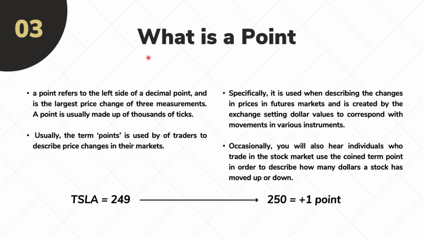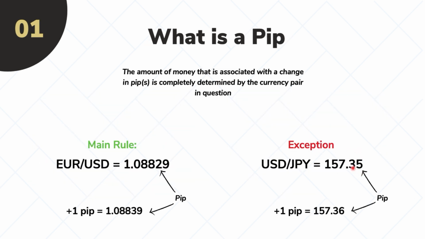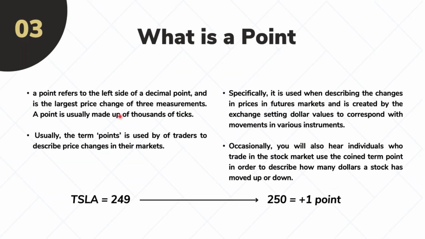Now we're going to talk about what a point is. And a point is used in multiple ways. First of all, it refers to the left side of a decimal point and is the largest price change of the 3 measurements. So when we talked with ticks and pips about the right side, with points you talk about the left side. A point is usually made out of 1,000 ticks. Usually the term point is used by traders to describe price change in their markets. Specifically, it is used when describing the changes in price in futures markets and is created by the exchange setting dollar values to correspond with the movements in various instruments.